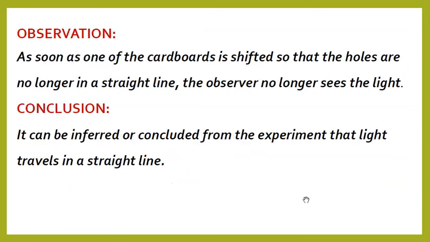So what will be observed? We are saying that as soon as one of the cardboards is shifted so that the holes are no longer in a straight line, the observer no longer sees the light. You should take note. Now, what does it tell you? Conclusion. It can be inferred from the experiment that light travels in a straight line. Okay?